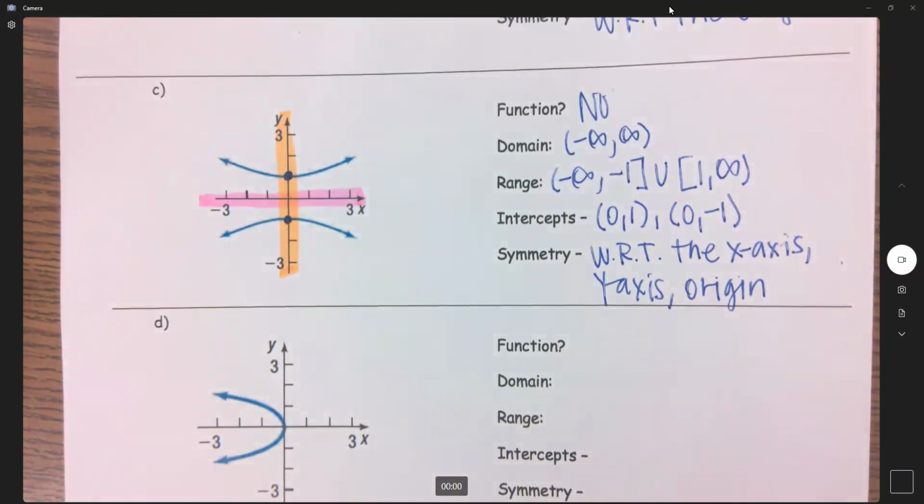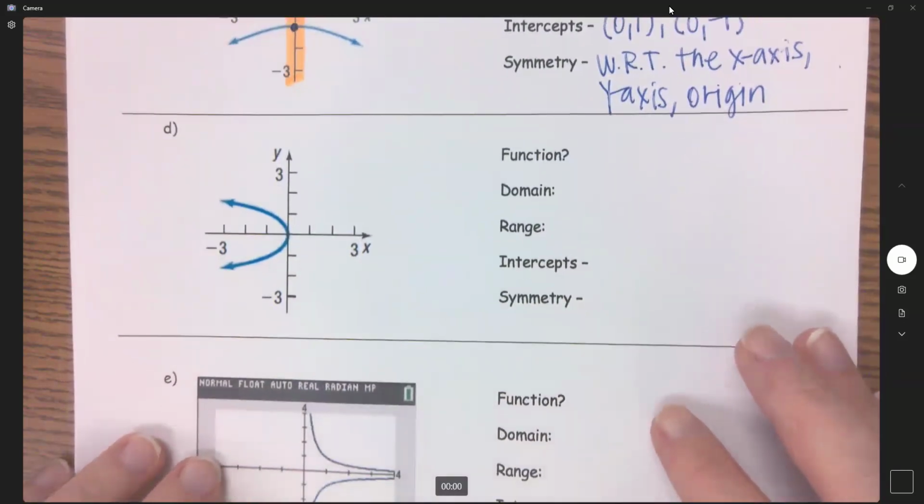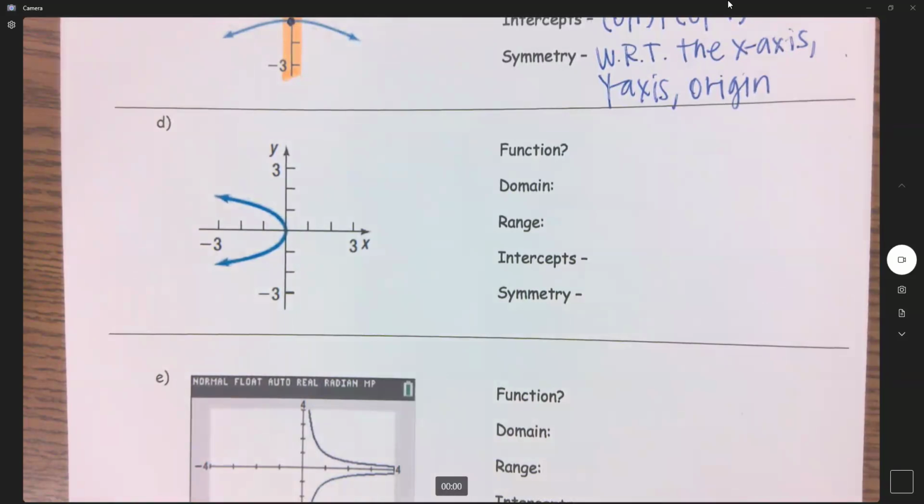So when you find one, don't just assume you're done. It could have one type, two types, or all three, or it could have none as well. So you have to look for all of them at every problem. Okay, I want you to pause this video and see if you can do D on your own.